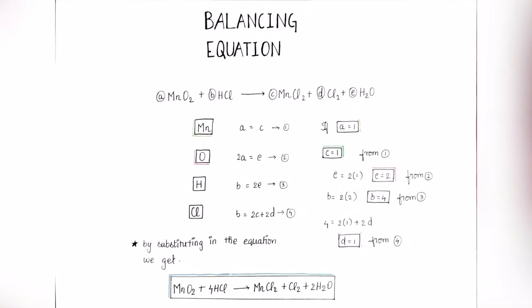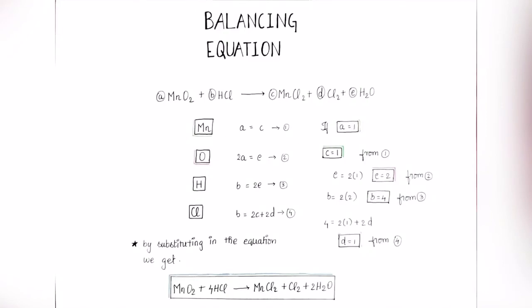And the next step would be to equate the atomicity. For manganese, A is the atomicity on the reactant side and C is the atomicity on the product side. So we get the equation A equal to C, which is the first equation. For oxygen, 2A is the atomicity on the reactant side and E is the atomicity on the product side, which will be the second equation. And for hydrogen, B is the atomicity on the reactant side and 2E is the atomicity on the product side. So B equal to 2E is the third equation.